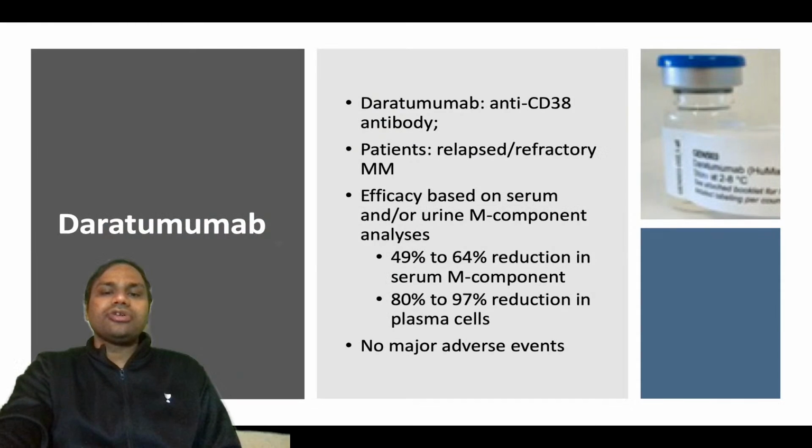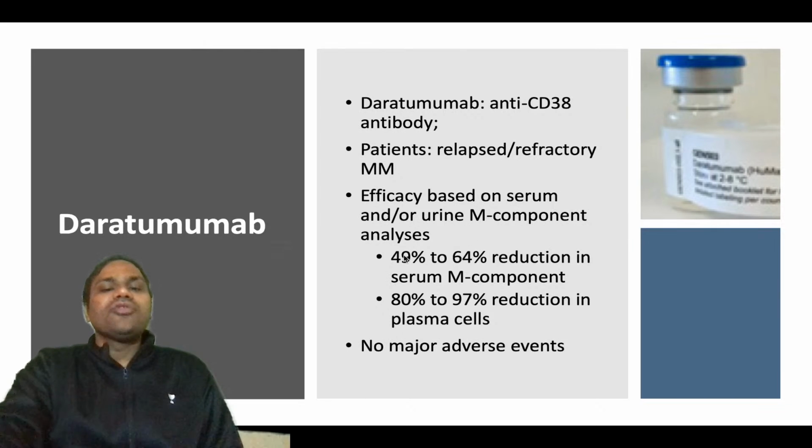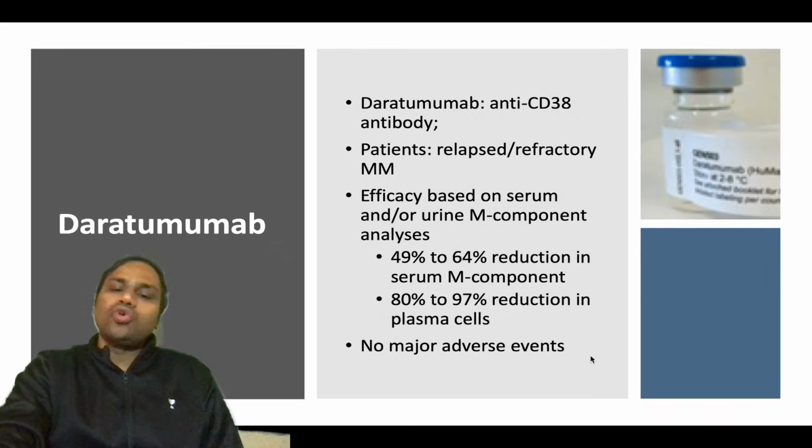So these are the newer drugs you need to know. Daratumumab is also used in relapsed or refractory multiple myeloma. The efficacy of this drug is based on serum or urine M protein component analysis: 49 to 64% reduction in serum M protein component and 80 to 97% reduction in plasma cells. No major adverse effects are seen with daratumumab.